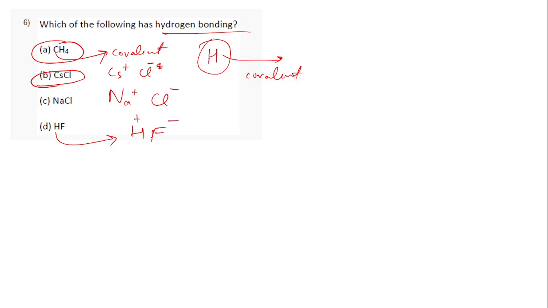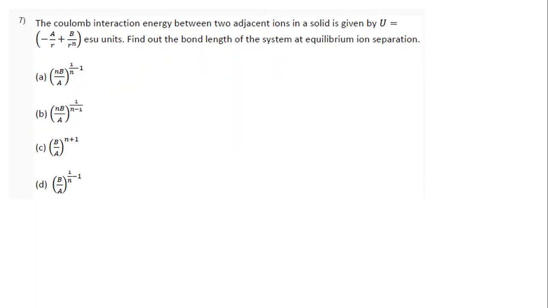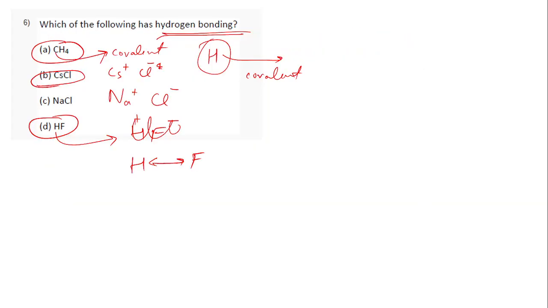HF is the case of hydrogen bonding. The bonding between hydrogen and fluorine is covalent, but depending on the strength it comes under hydrogen bonding. This kind of chemistry question, a little more on the chemistry side, may not be part of your assignment this time. I brought it from a lot of sources, so it's good to have some idea.